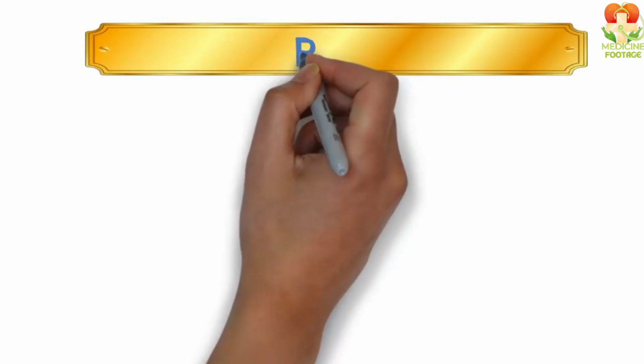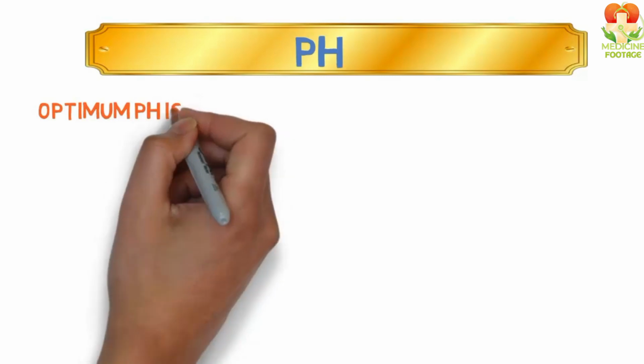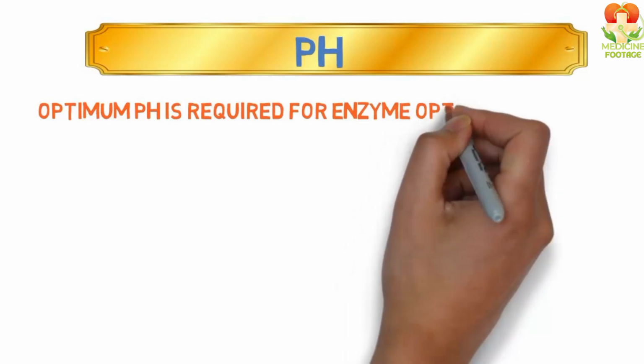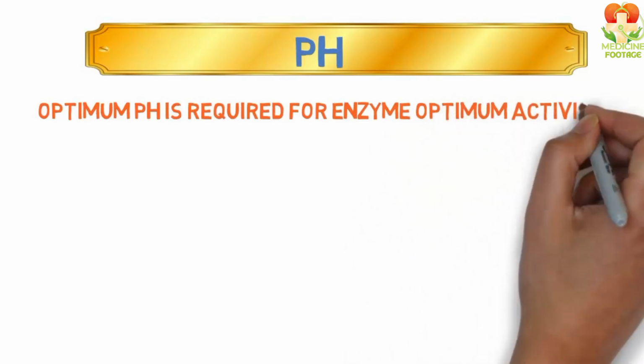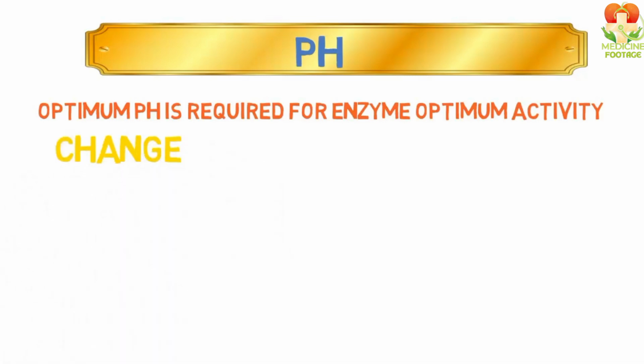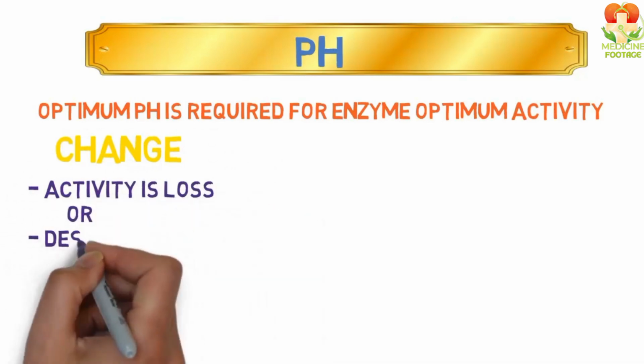Now we come to pH. Just as an optimum temperature is necessary for normal enzyme activity, similarly, an optimum pH is necessary for enzyme activity. If the pH changes, the enzyme activity is affected. Either it gets destroyed or loses its activity.